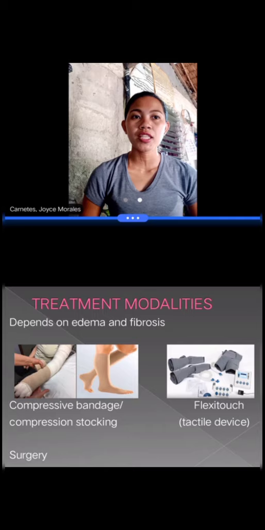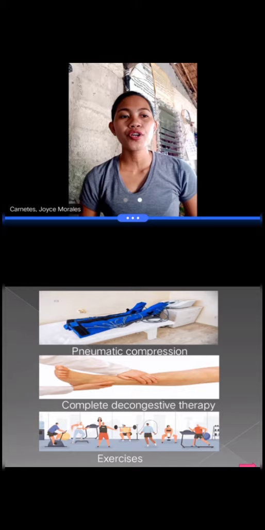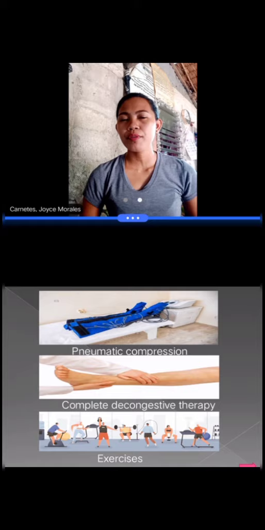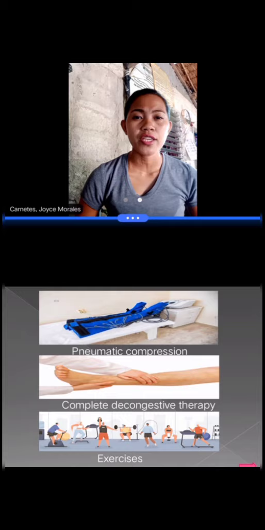Next is pneumatic compression. Pneumatic compression is a sleeve worn over the affected arm or leg that connects to a pump that intermittently inflates the sleeve, putting pressure on the limb and moving lymph fluid away from the fingers and toes. The function of pneumatic compression is to reduce the accumulation of fluid.